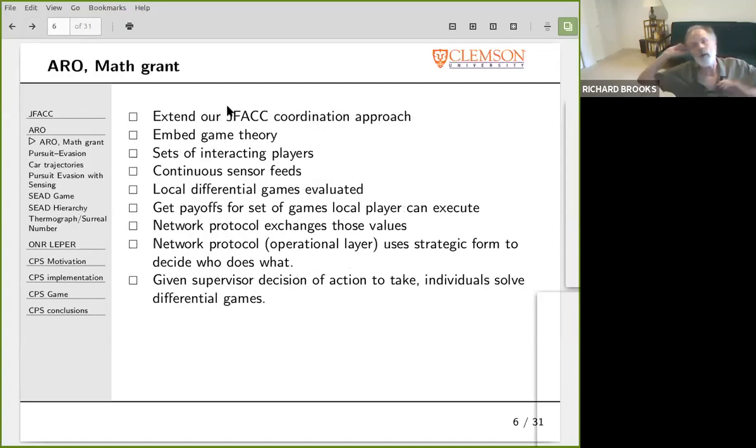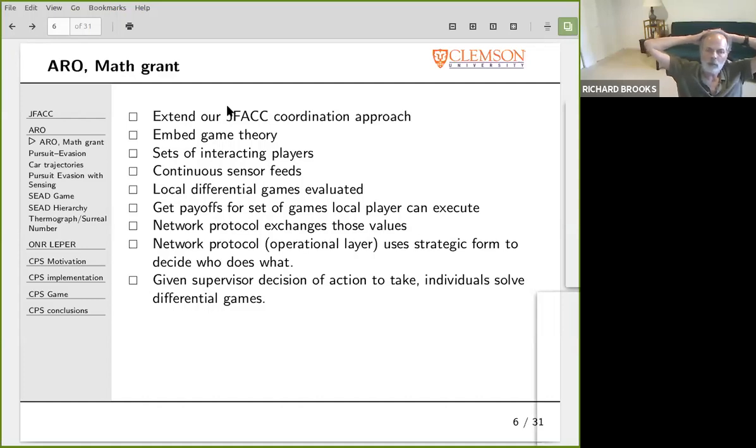Okay, the next project, I had an Army Research Office math grant, which extended the work we had done in JFACC. We looked at coordinating teams of air combat vehicles, and what I basically did was I took the approach we had there, put in more game theory and created sets of interacting players. The idea is that you would have continuous sensor feeds, and then each platform in the problem would have differential games.